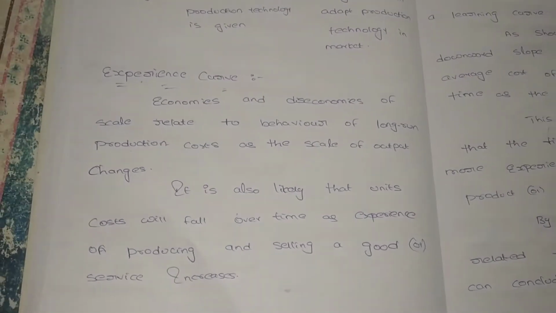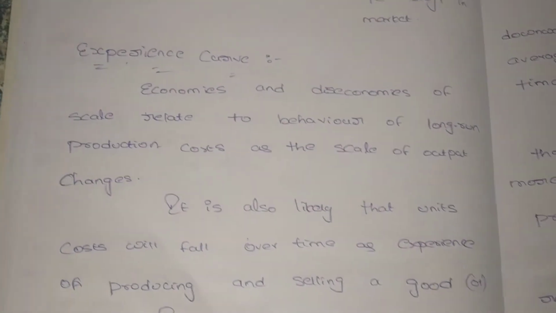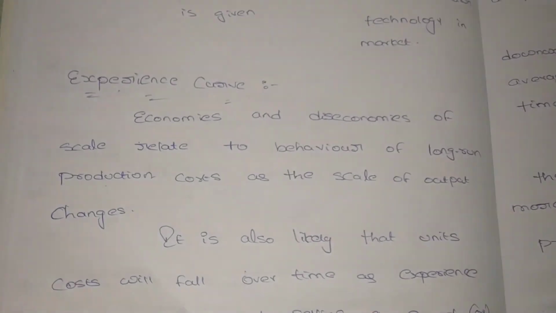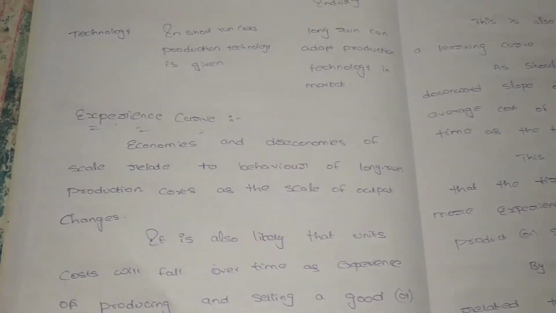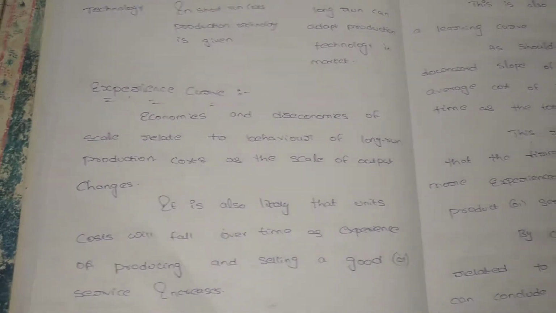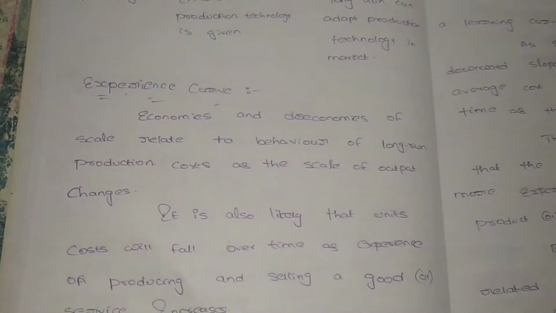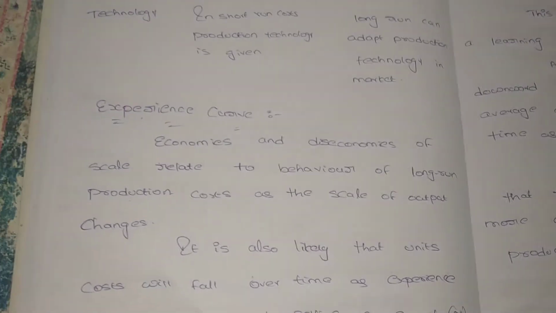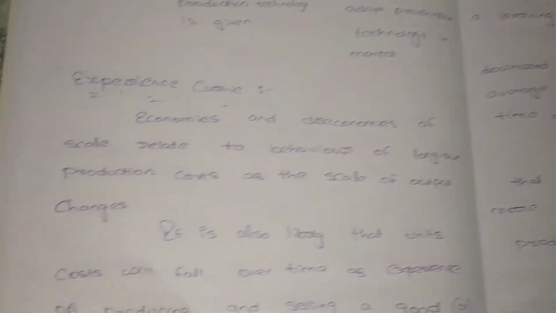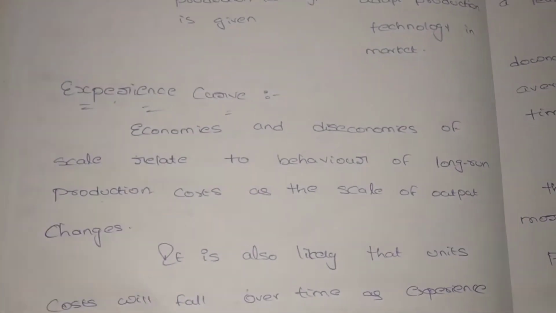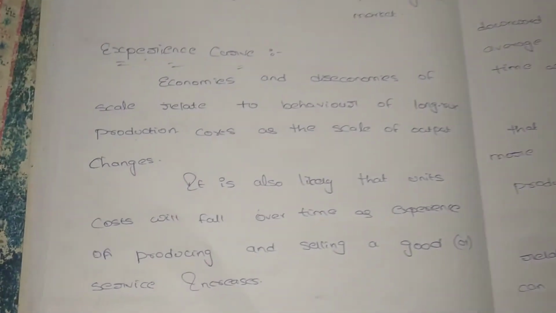So these economies and diseconomies mainly depend upon the long run production cost curve and the output changes. If there are changes in output and in the long run production curve, economies and diseconomies are based on these two factors. What are the two factors? Long run average cost curves and the output changes. Economies and diseconomies of scale mainly depend upon the production curves and also the output changes.